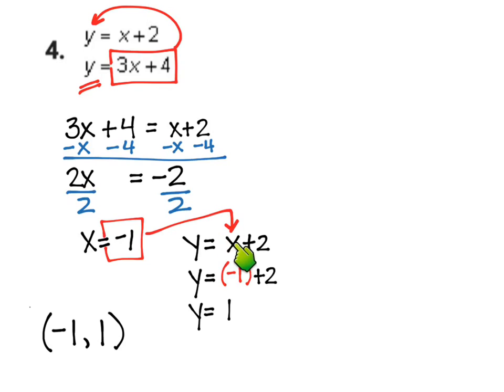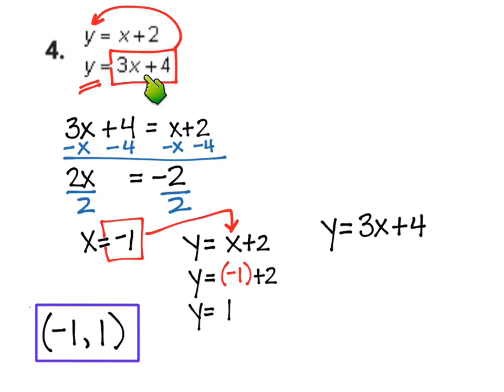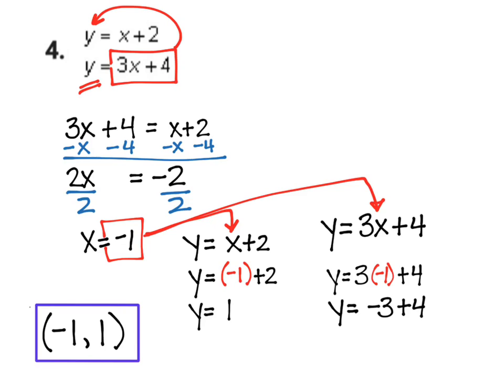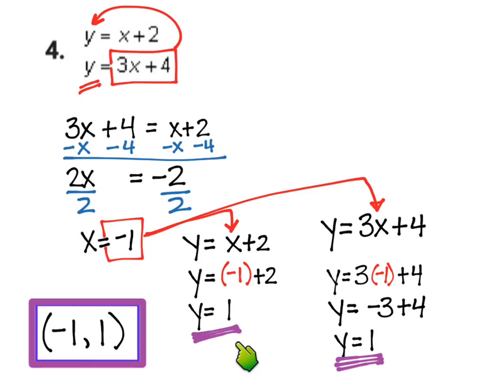But you might be saying, well, did we have to plug it into y equals x plus 2? No. We could have just as easily plugged it into the other equation, 3x plus 4. So let's just do that, just to see what happens. I'm going to plug in the -1 there. I get 3 times -1 plus 4, which is -3 plus 4, which is 1. Well, they're both 1. It didn't make any difference which one of these two equations I used for my substitution after I solved for the first variable. The end answer is -1, 1.